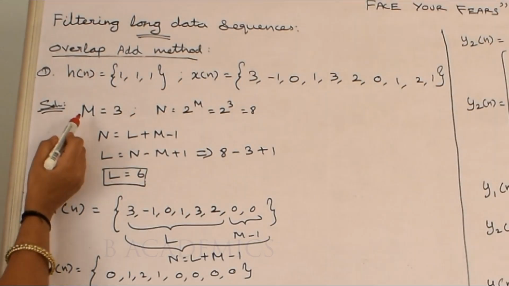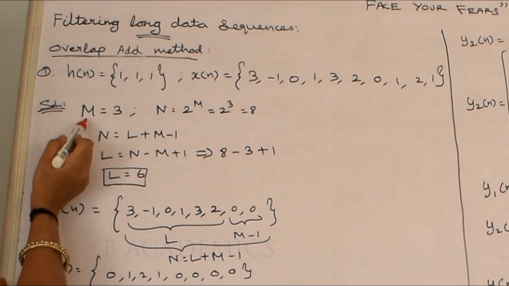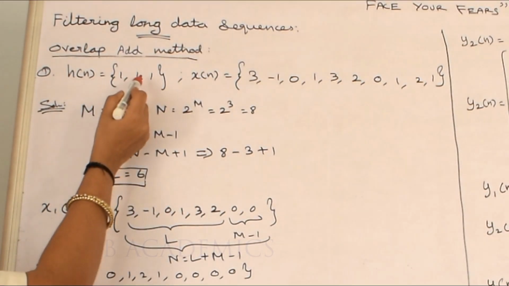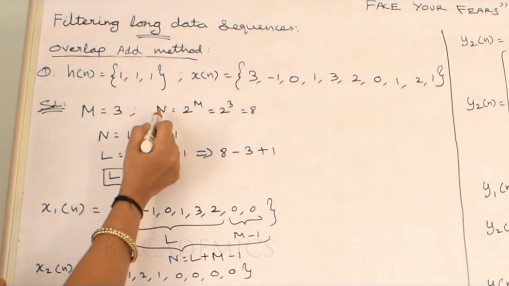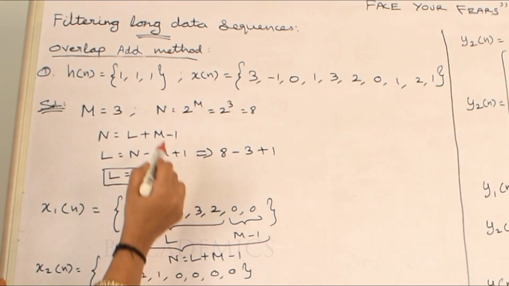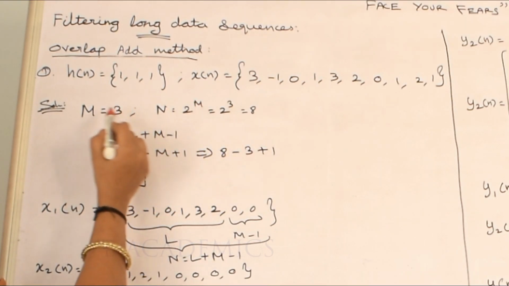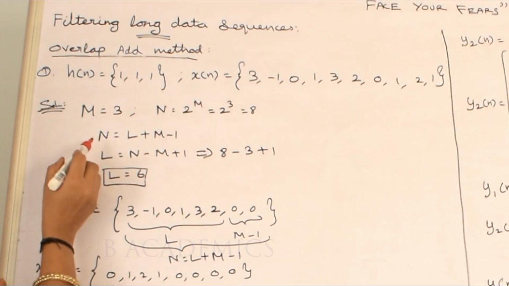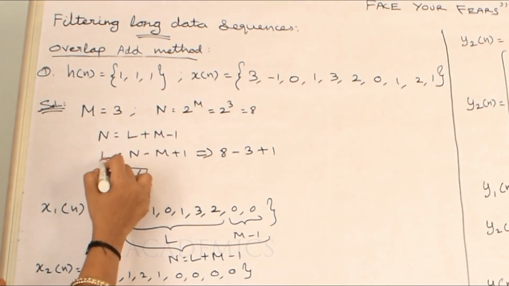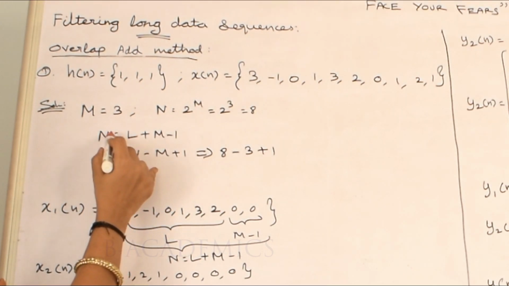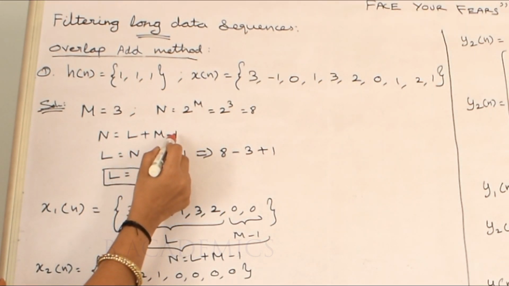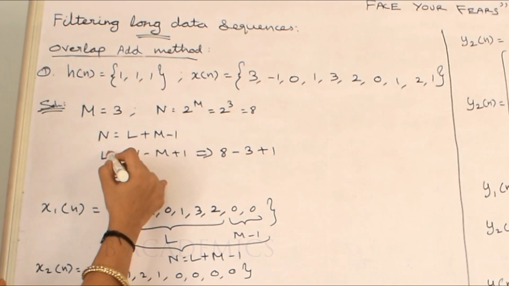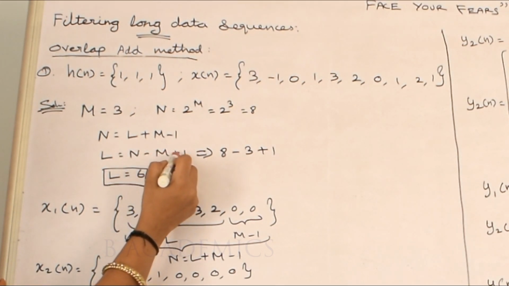So in the first step you have to write the length of the impulse response. M is equal to 3. From this you have to find out the length of each subblock. N is equal to 2 power M. So 2 power 3 is 8. In the next step you have to find out the value of L using N is equal to L plus M minus 1. While rearranging you will be getting L as N minus M plus 1.